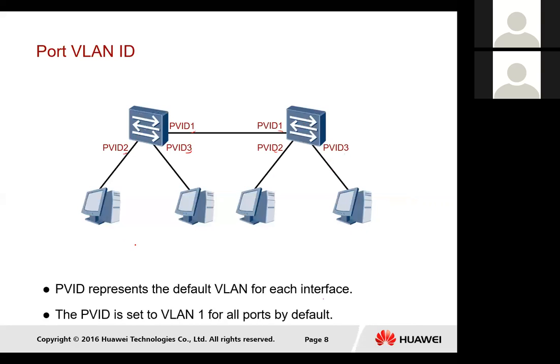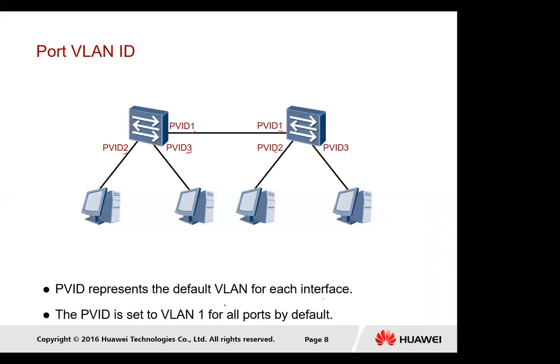So PVID represents the default VLAN of each interface, and the PVID is set to VLAN 1 for all ports by default. So that's why the default VLAN will be VLAN 1. This VLAN 1 is always under the same broadcast domain. Regardless of which model or which vendor you purchase, with managed switches, the default VLAN is always VLAN 1.